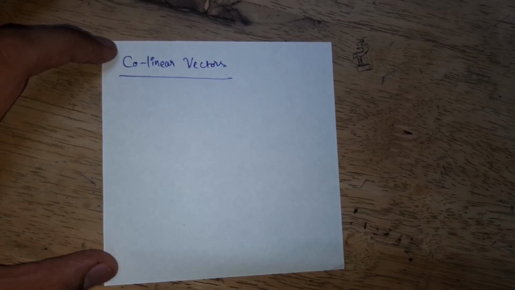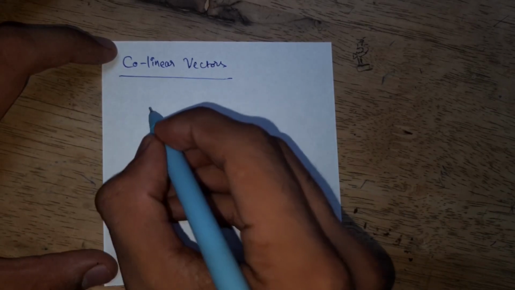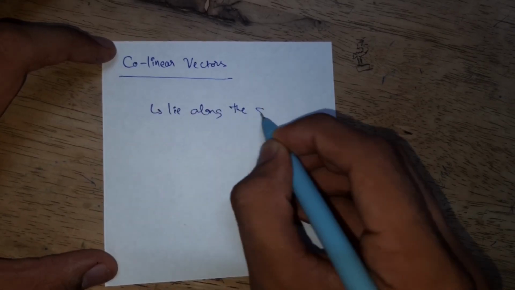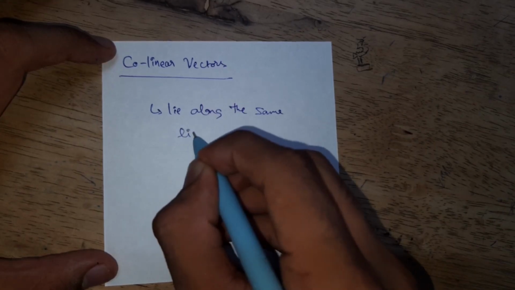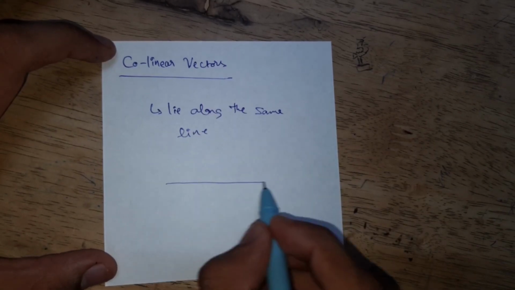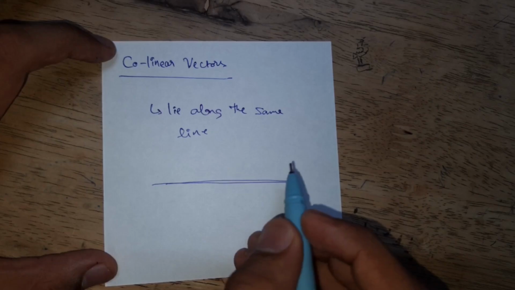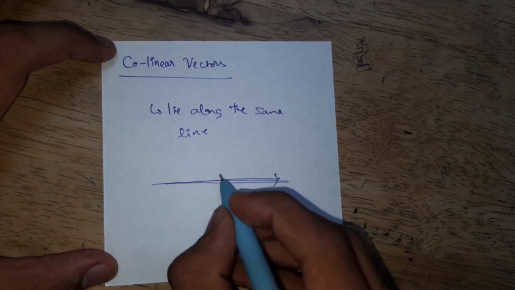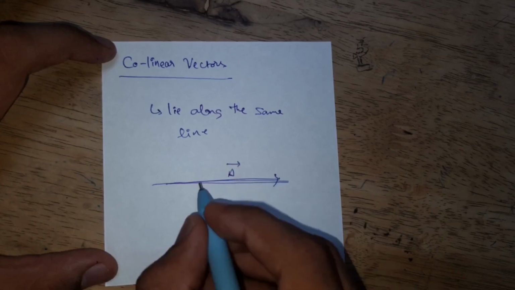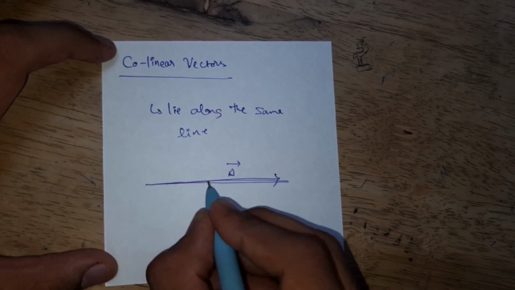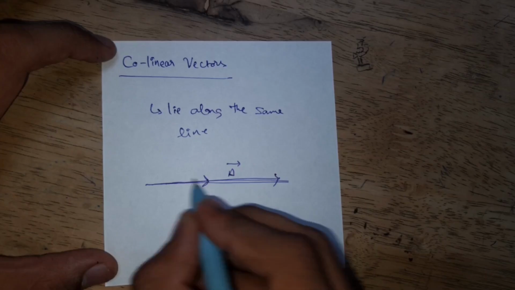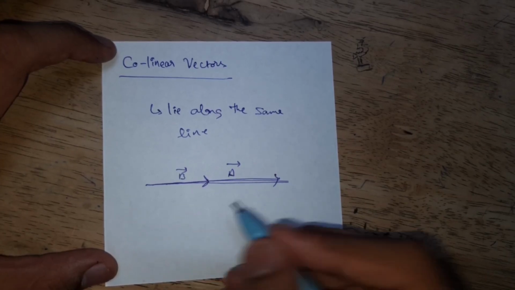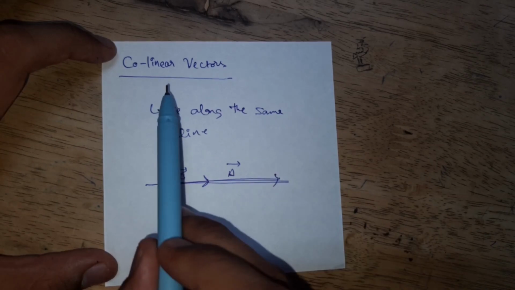So next up we have collinear vectors. These vectors lie along the same line. So let's take this line for example, right here. And then there is this one force acting on it. Let's call it vector A. And there is this another vector acting on the same line. So let's call it vector B. Since they are acting on the same line, they become collinear vectors.